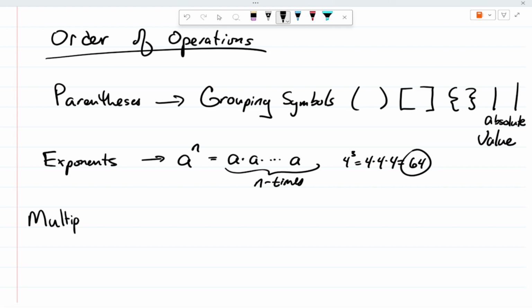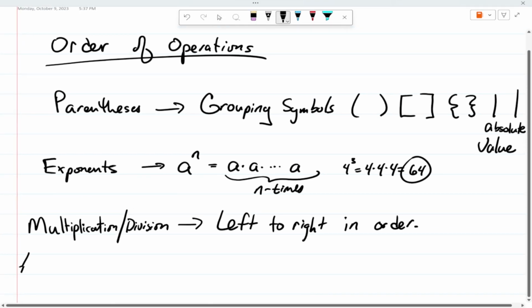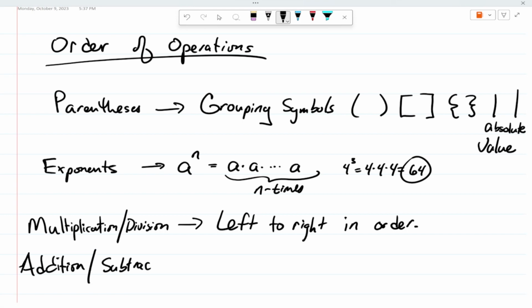Now, here's the part where students usually make a mistake, and this was the opening example. We do multiplication or division, all right? But here's how you do this. You do this left to right in order. Meaning, if you read it from left to right, you do whichever one of these two operations comes first. You do not skip. You do it from left to right. Same thing with addition and subtraction. All right, you do them left to right in order as well.